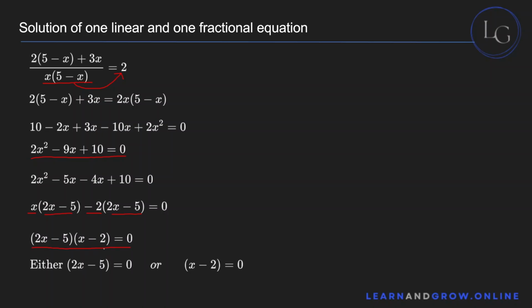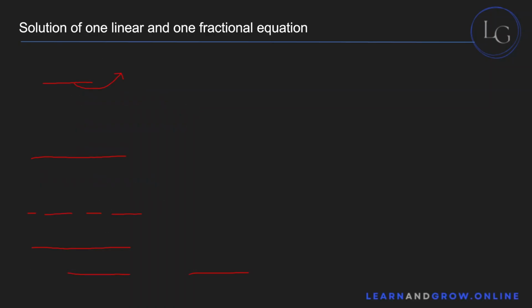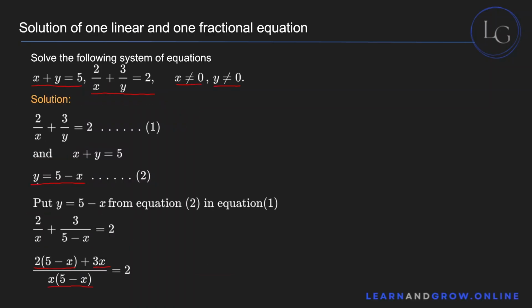And so either this 2x minus 5 is equal to 0, or this x minus 2 is equal to 0, or both of them can be 0. So we'll equate both of these factors to 0 to get two values for x. And those two values are 5 over 2 and 2. Now, we'll put these values in equation 2. And just a reminder, what was really equation 2? This was equation 2, y is equal to 5 minus x.